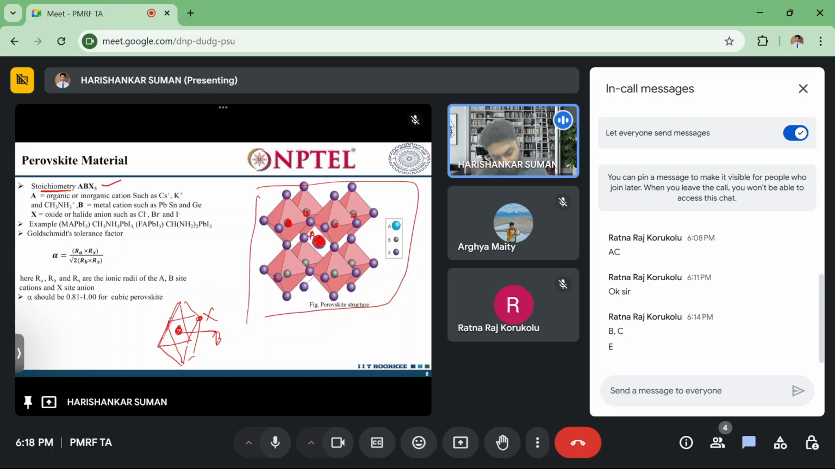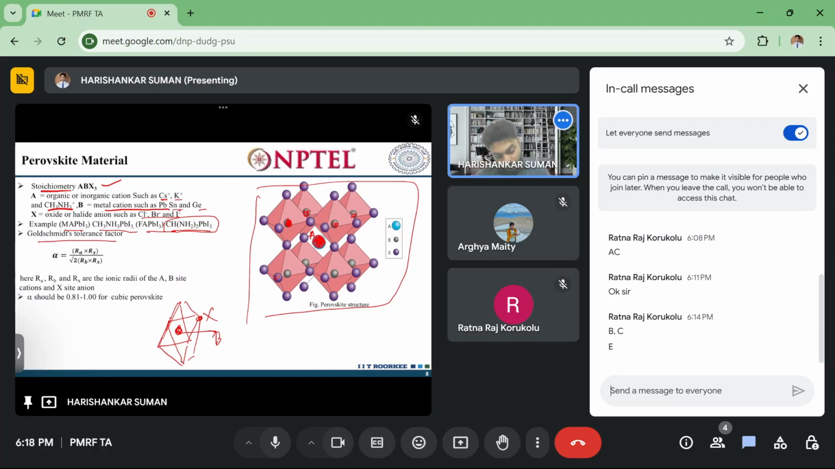A can be an organic or inorganic cation: inorganic like Cs, K, and organic like this. B is a metal; we can see lead, tin, Ge. X is a halide anion and can be like bromine, iodine, and chlorine. Examples: MAPI, we have already discussed CsPbI3 and MAPbI3. We have to discuss one question on the primary absorber. Also this FAPbI3.